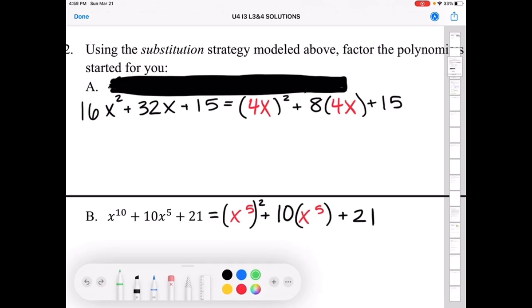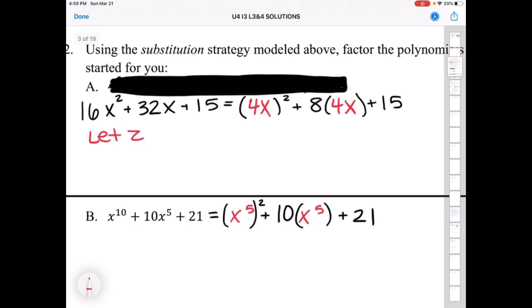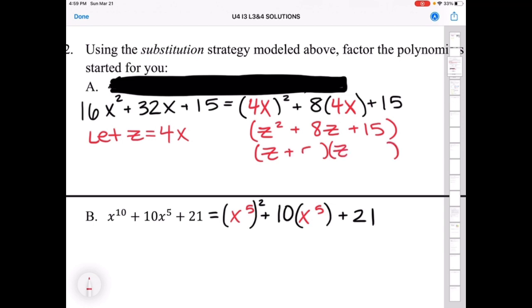Now we're going to do the z substitution. So we're going to factor by substitution. I'm going to use the letter z. Let z equal 4x. So now instead of 4x, I'm going to write z. So I'm going to have z squared plus 8z plus 15. And this is a lot easier for me to factor. I need to factor so it multiplies to 15 and adds to 8. Well, 5 times 3 is 15, and 5 plus 3 is 8. So I have my factorization.